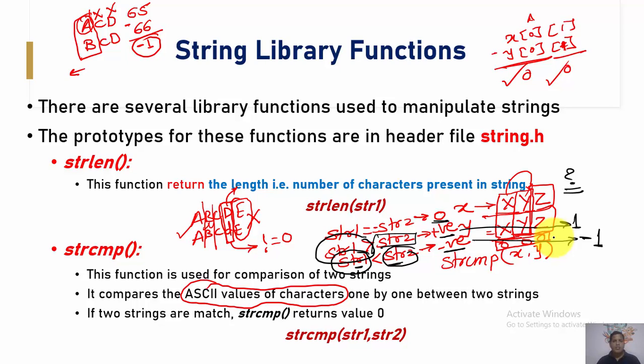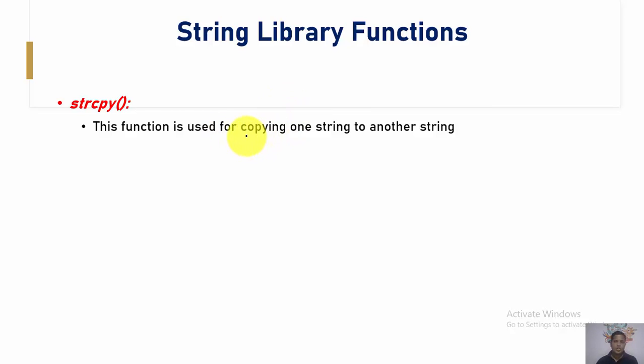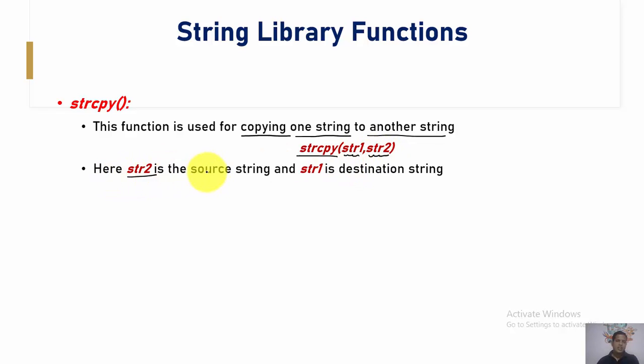So in short, if we get a non-zero return value from the string compare function, it indicates that both these strings possess different values. Okay. Now let us consider the next one, strcpy, right? This function is used for copying one string into another string. So the syntax is strcpy(str1, str2), right? And here str2 is the source string and str1 is the destination string.